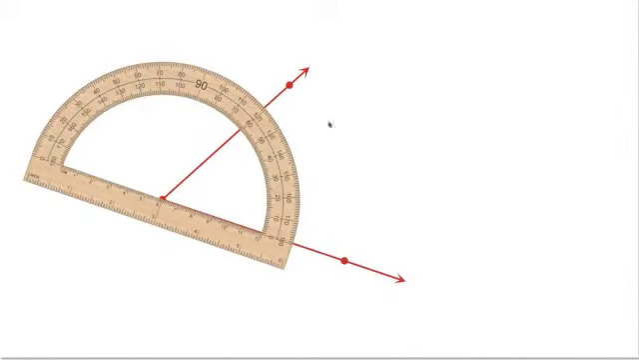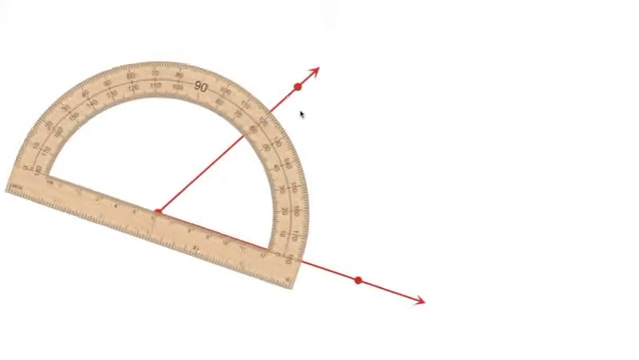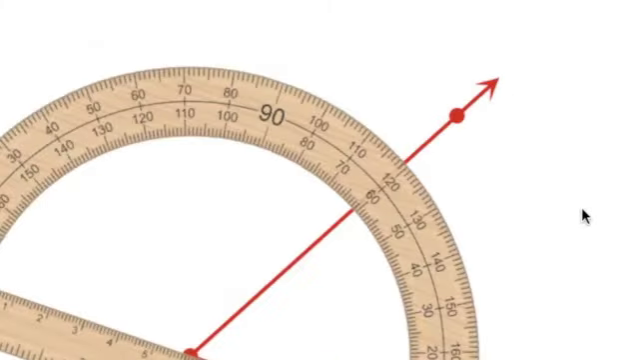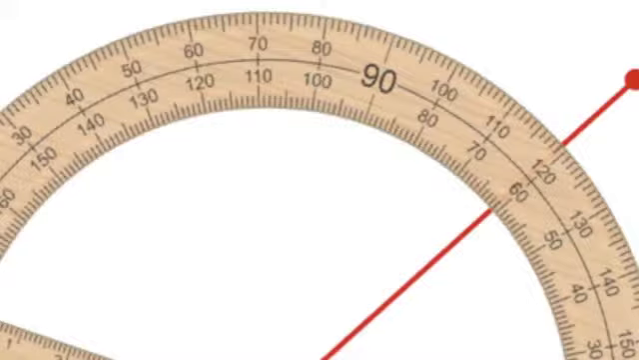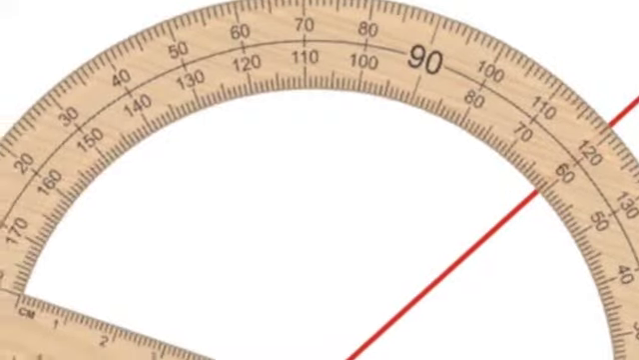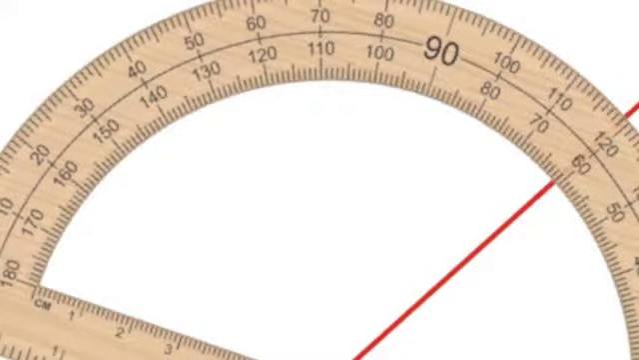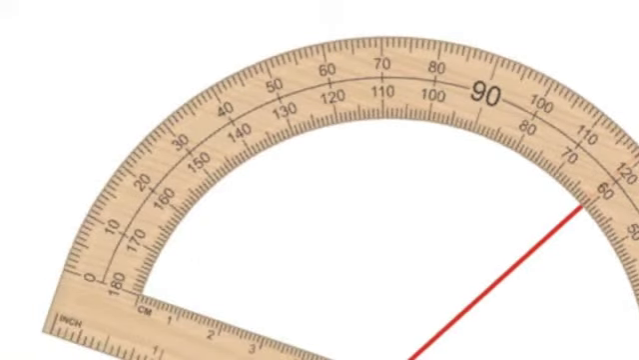I'm going to go ahead and zoom in. It may mess with the video for just a little bit here. But after zooming in, we notice that our angle is just above the 60 mark. So it's at 61 degrees. We look at the inner track of numbers when we're measuring from right to left. And so this angle is approximately 61 degrees.